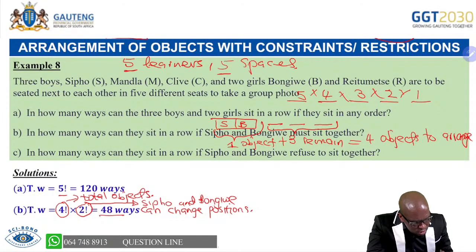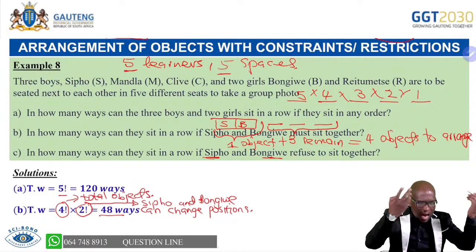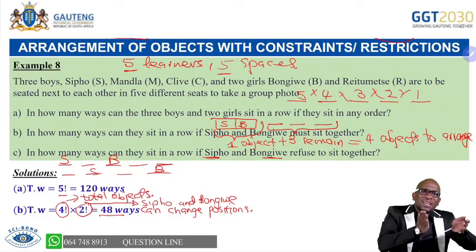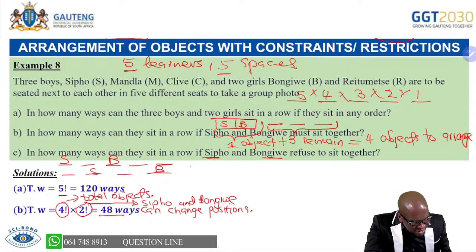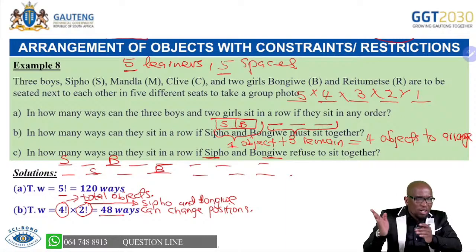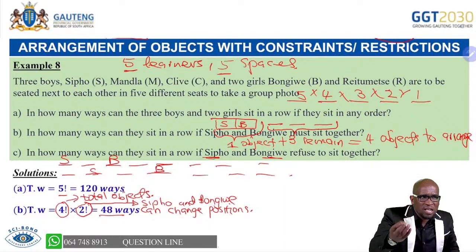Now the next one, in how many ways can they sit in a row if Sipho and Bongiwe refuse to sit together? You see, now we are bringing in another problem. If they refuse to sit together, you have 5 learners. There should at least be one space between them. So you can see that you can present a lot of possibilities where you have to count them one by one, and it becomes a bit tedious to do so.